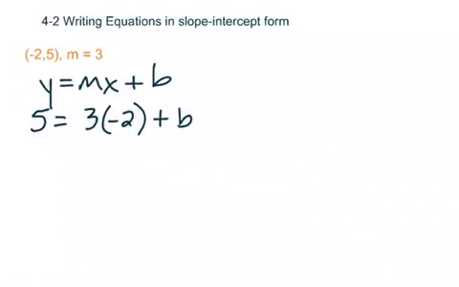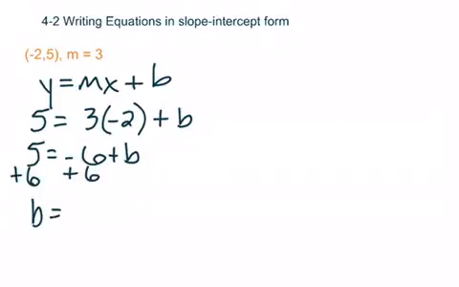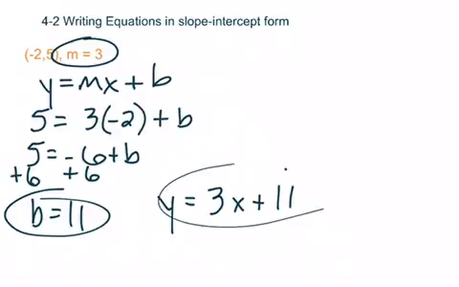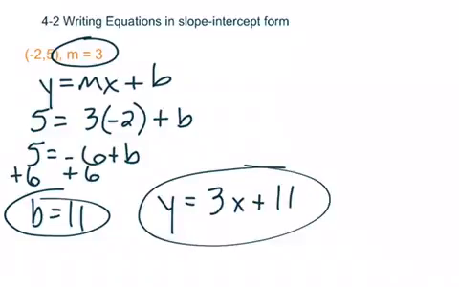Now we're just going to solve the equation. Add the 6, and what do we get? 11. All right. Once again though, that's not our ultimate objective. Our ultimate objective is to write this in the form of a linear equation. So we're going to take those two components that we have: our slope, which is 3, our y-intercept, which is 11. Plug those in, and we get y is equal to 3x plus 11. That's going to be your answer right there.